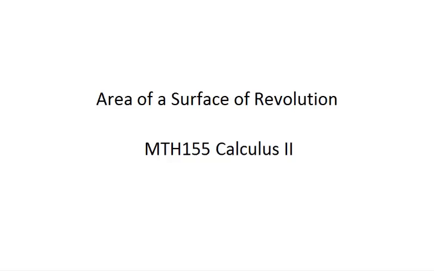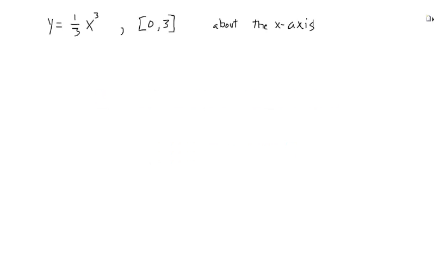In this video, we're going to look at how to calculate area of a surface of revolution. And in my first example, I have y is equal to 1/3 x cubed on the interval from 0 to 3 about the x-axis. And when we're revolving around the x-axis, we're going to use the formula s is equal to the integral of 2 pi y ds.